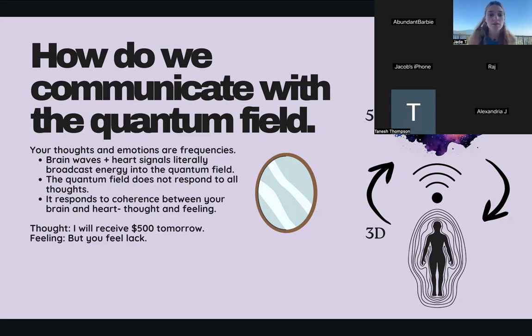So all you need to know is that through our thoughts and our emotions, we are broadcasting signals. But the moment that our thoughts and our emotions align, that's the strongest signal you can put out to the universe, and this mirror is going to bounce it right back to you. Okay?